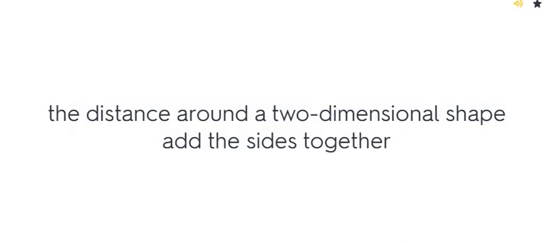Perimeter. The distance around the two-dimensional shape, adding the sides together. Area. The size of a surface, W x H.